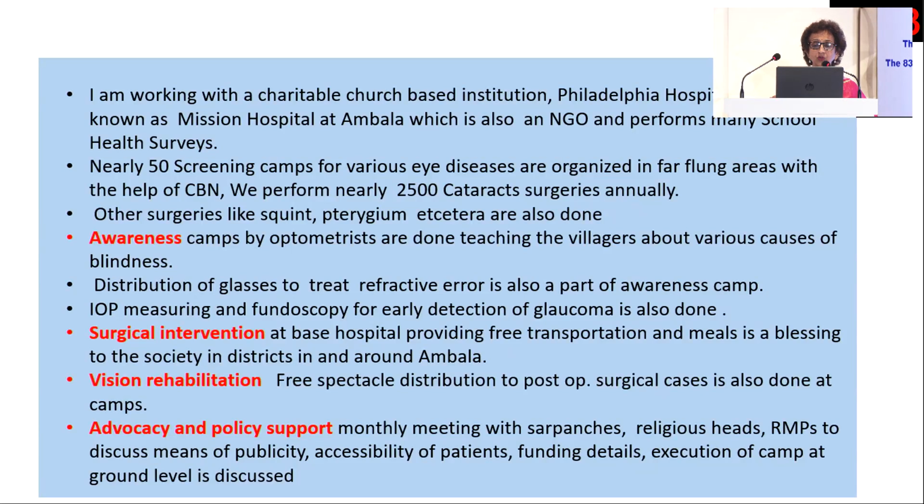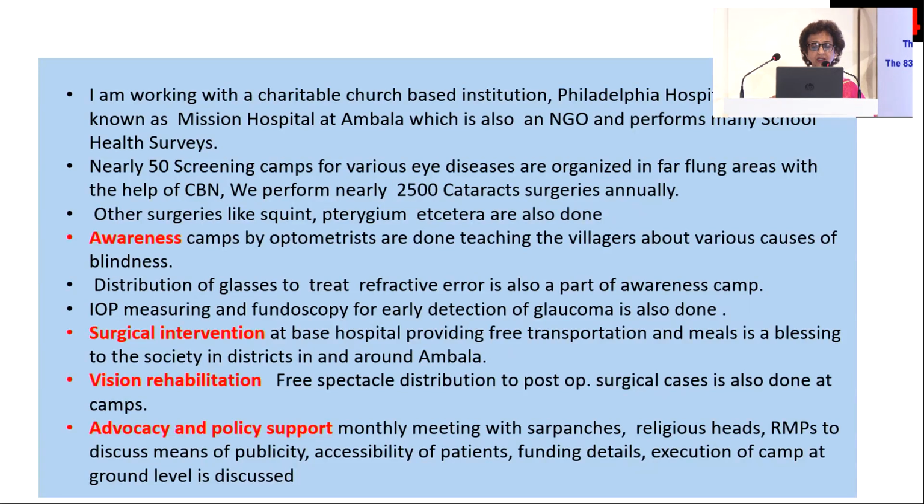We perform nearly 2,500 cataract surgeries annually. Other surgeries like squint and pterygium are also done. Awareness camps by optometrists are done by teaching the villagers. Distribution of glasses to treat refractive error is also done. IOP measuring and fundoscopy for early detection of glaucoma is also done.